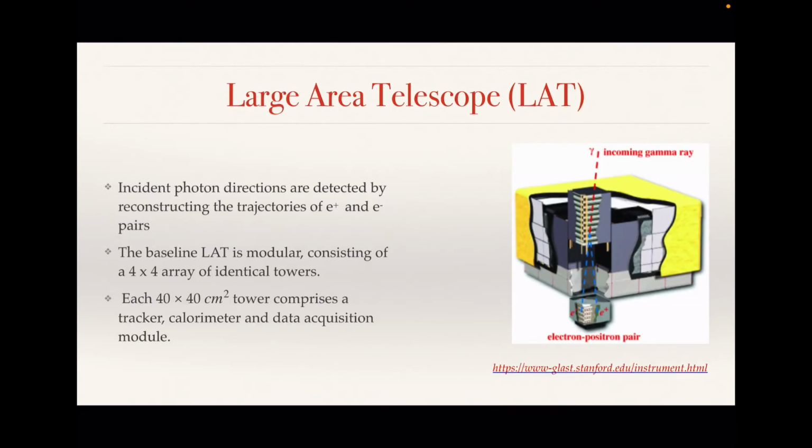The Large Area Telescope or the LAT is the main payload aboard the Fermi Gamma Ray Observatory. It makes observations through the process of pair production. Incident photon directions are detected by reconstructing the trajectories of the electrons and the positrons that are produced in this pair production process. The baseline LAT is modular, consisting of a 4 by 4 array of identical towers. Each 40 by 40 cm square tower comprises a tracker, calorimeter, and data acquisition module.